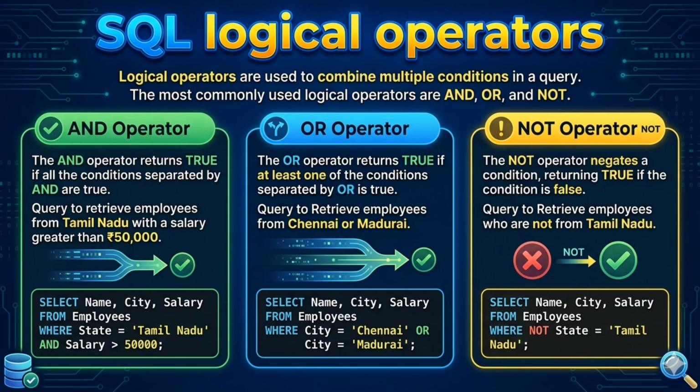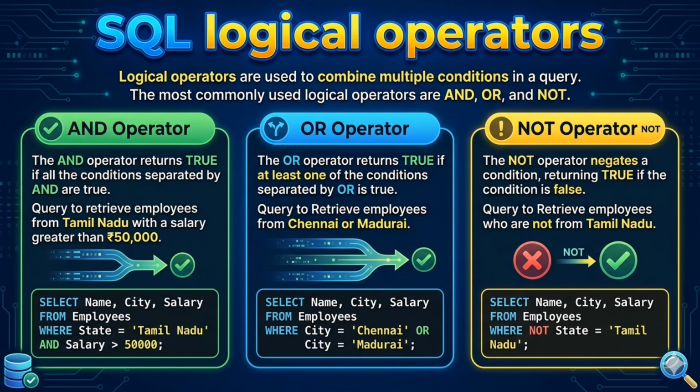For instance, let's say you need a query to retrieve employees specifically from the state of Tamil Nadu and who have a salary greater than 50,000 rupees. The SQL would look like this. Select name, city, salary from employees, where state equals Tamil Nadu and salary is greater than 50,000.